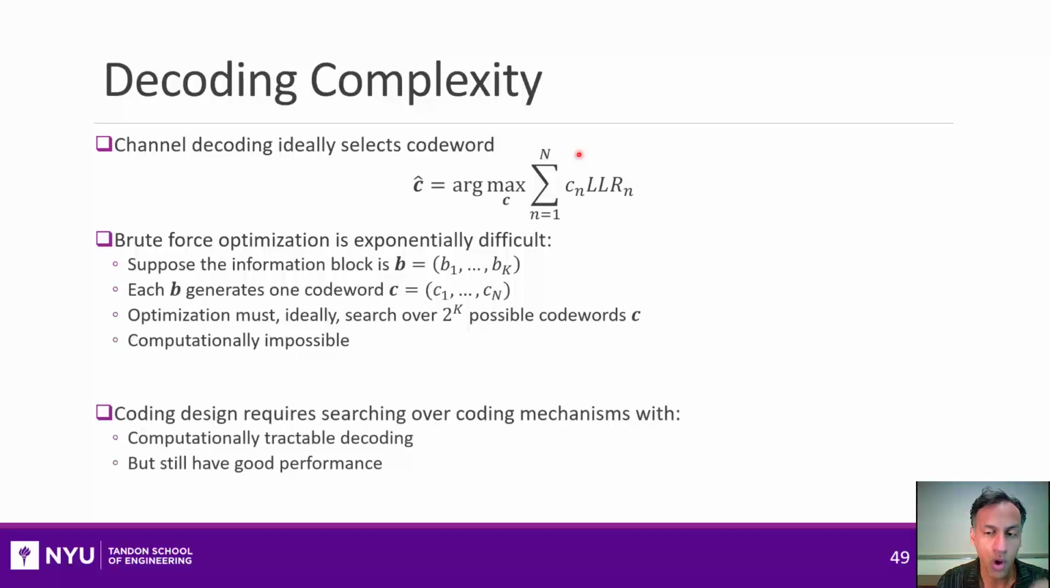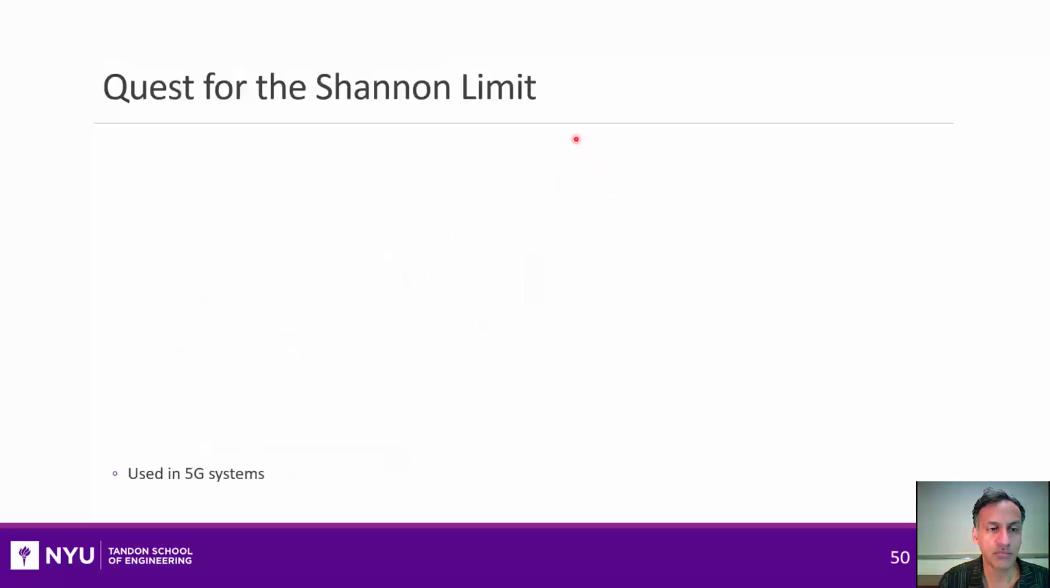So what we want to do, and this is the whole game in coding, is somehow find computationally tractable codes that you can either compute this or compute this approximately well enough, but still have good performance. And that brings us to what's been a whole search in coding theory since Shannon began.